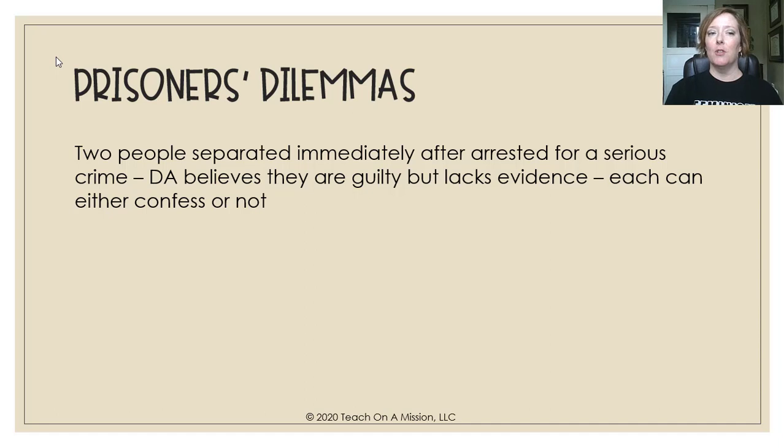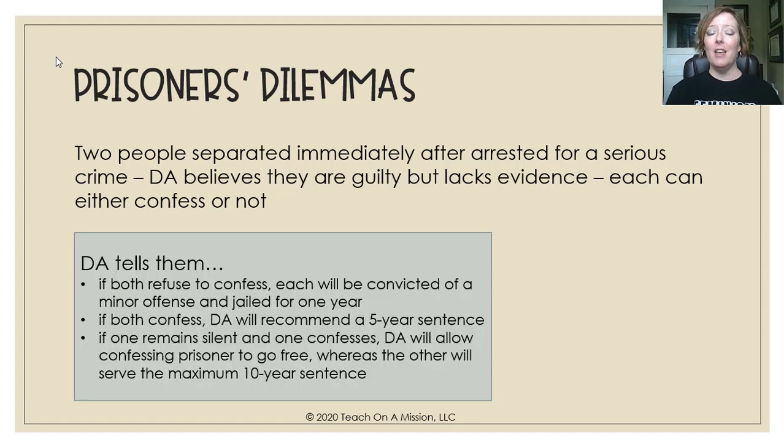In the prisoner's dilemma, two people are separated immediately after being arrested for a serious crime. The district attorney believes they're guilty but lacks evidence, so they're kind of forced to try to get something out of them. Each can either confess or not confess. The DA tells them if both refuse to confess, each will be convicted of a minor offense and jailed for 1 year. If both confess, the DA will recommend a 5-year sentence. If one remains silent and one confesses, the DA will allow the confessing prisoner to go free, whereas the other will serve the maximum 10-year sentence.